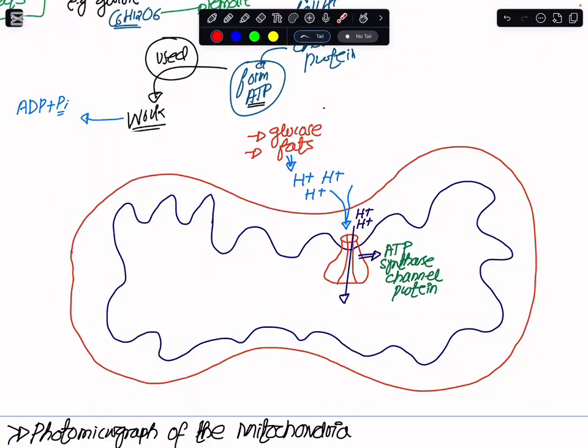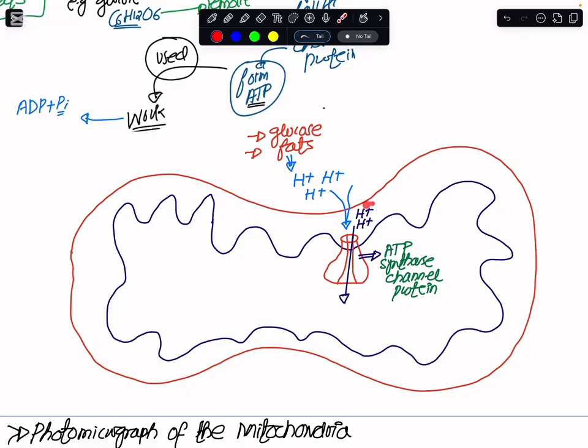And with a very complex mechanism that is a part of your biology, these H positive ions are accumulating, building up in between the outer and the inner membrane of the mitochondria. So what we could say is that these H positive ions have accumulated in the intermembrane space.